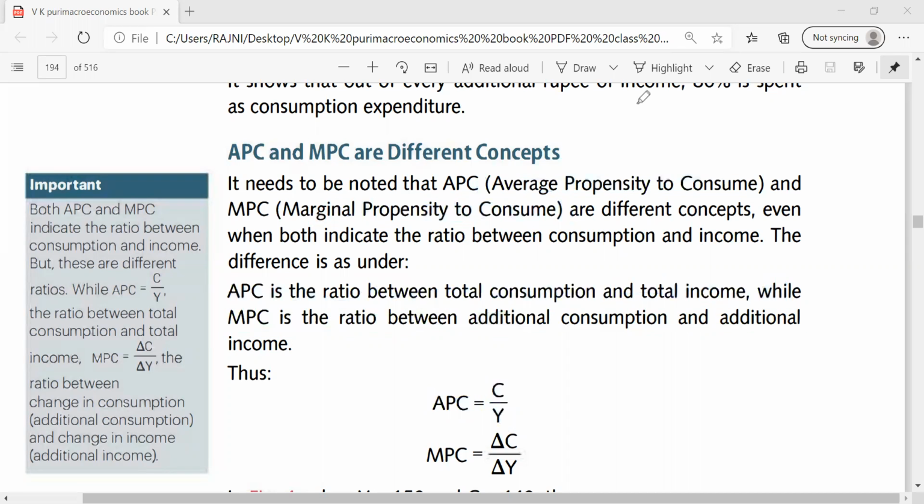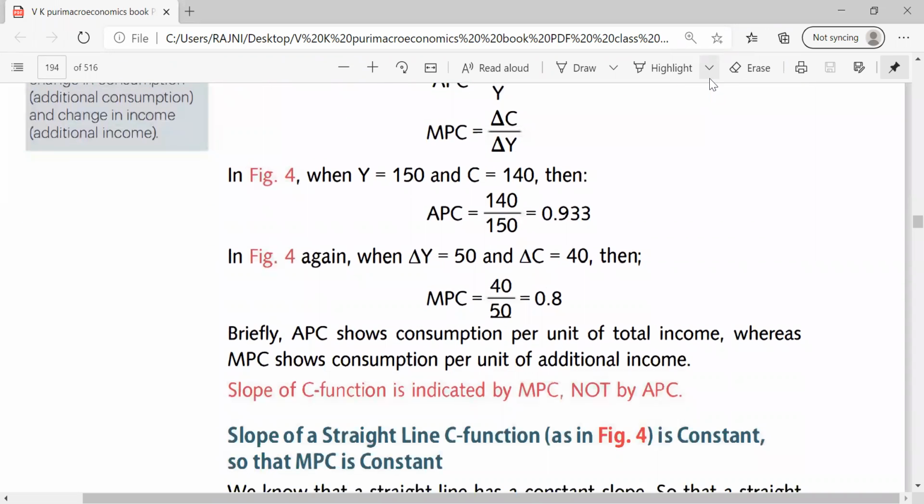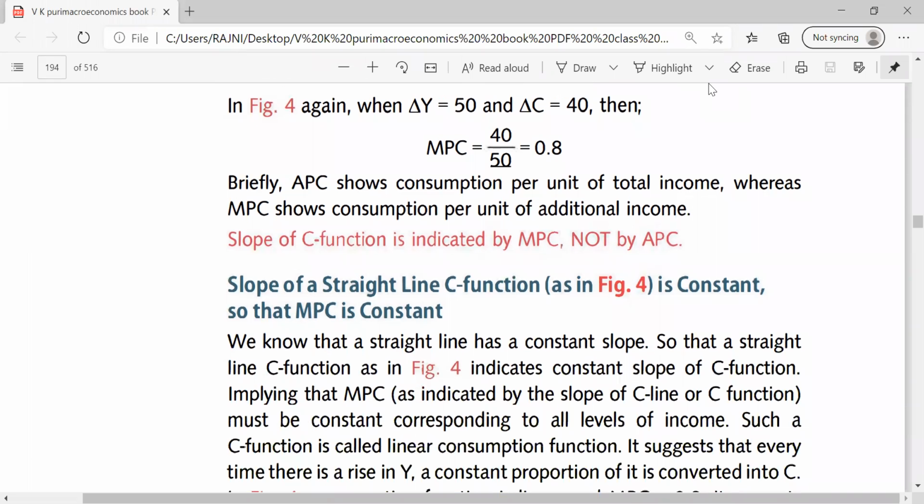Okay, so both of these are different concepts. No doubt these are the ratio between consumption and income, but APC is indicating the direct ratio between consumption and income, and MPC is indicating the ratio between the change in the income and the consumption. जैसे हमारी APC कैसे निकलेगी, 140 by 150 like this, और change कितना आया था 40 by 50 like this. So APC and MPC are not similar concepts, these are different concepts. APC will relate to the average, means the consumption per unit of total income, but MPC is just showing the consumption per unit of the additional income, means change कितना आया.